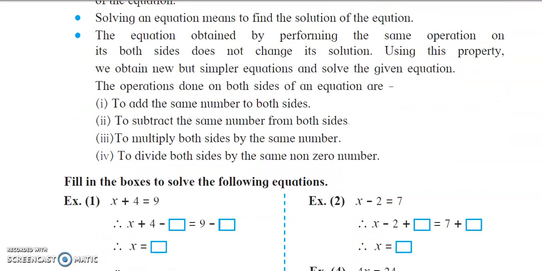Now let us see some solved examples here. Here it is given x plus 4 equals 9. Means that we have to find such a value of x, such that by adding this number to 4 you will get the result as 9. So if we add 4 plus 5 you will get the result as 9. So how will you find out whether x is equal to 5 or not, or what is the value of x? So let us see the solution.